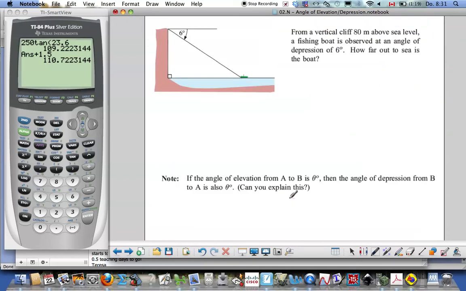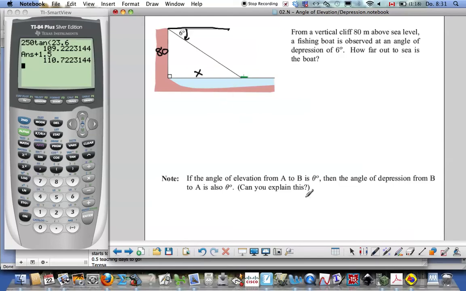Next problem. From a vertical cliff, 80 meters above sea level, a fishing boat is observed at an angle of depression of 6 degrees. How far out to sea is the boat? So that's the horizontal. You can see the 6 degrees there, and there's the depression going down. It's 80 meters above, and we need to figure out how far out to sea the boat is. There's the boat, so there's our x.